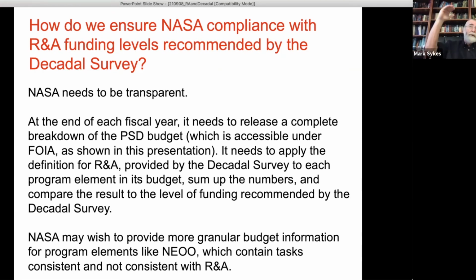that has all those budget numbers for everything in the Planetary Science Division, and then take the definition that the Decadal Survey comes up with, apply it to each element, and say, yes, I'm going to put yellow on that. No, no yellow. Yes, yellow on that. Add up all the budget numbers for the yellow programs over the course of that year, and then compare it with the Decadal recommendation. And so every year, NASA should be able to demonstrate its compliance or level of compliance with the Decadal recommendation. That's transparency. And all this stuff is accessible through FOIA, the Freedom of Information Act. And so there's nothing secret about it.